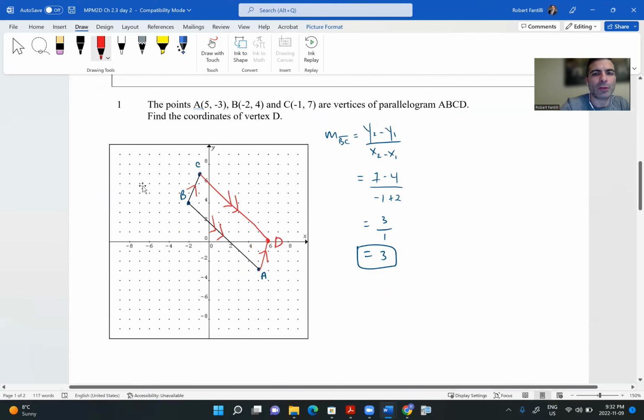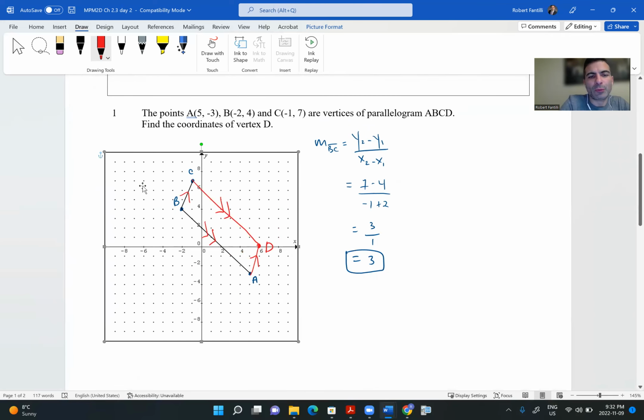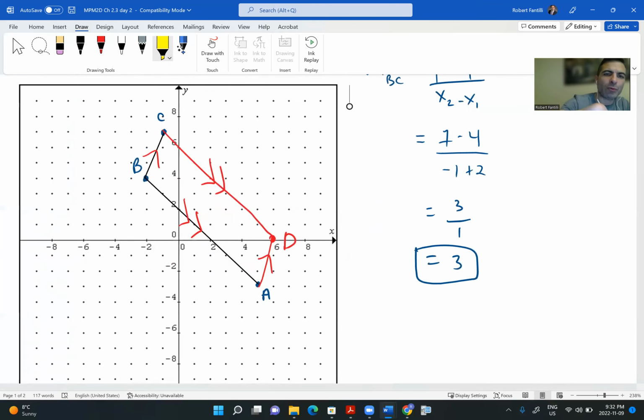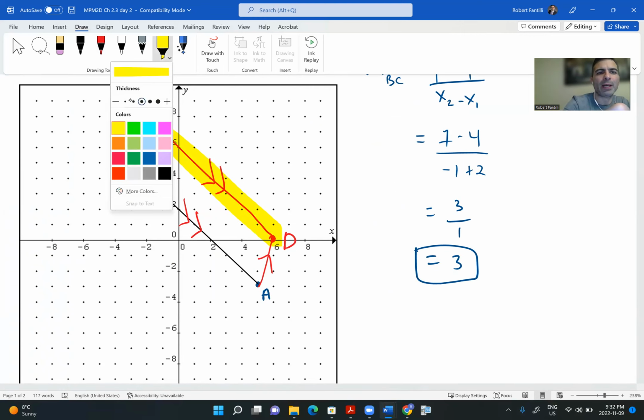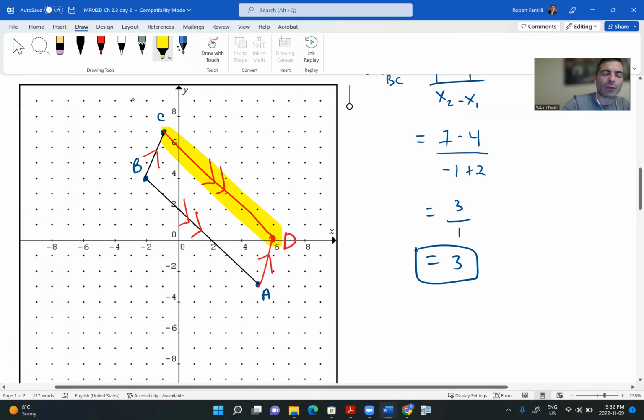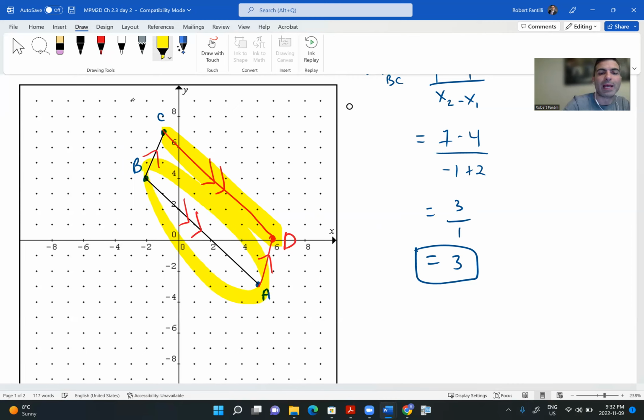Okay, so that's one way of doing it. Another way is you can try and find the equation of CD. So this is another strategy that some people might use. You can get the equation for that line right there because you know it has the same slope as AB. So the same slope, and we also know that the highlighted line passes through the point C. We can use that coordinate and solve for b, and we can write an equation for that line in y equals mx plus b format.